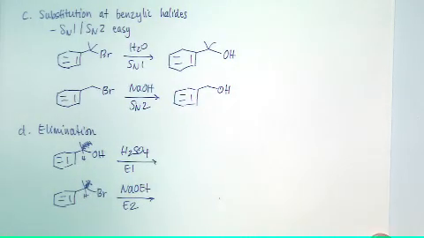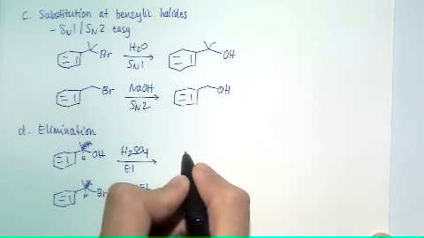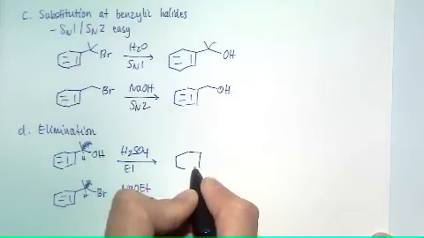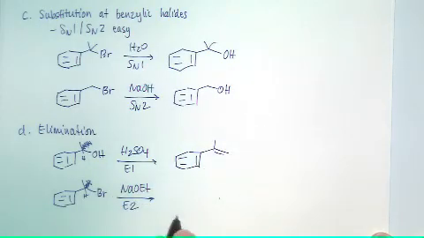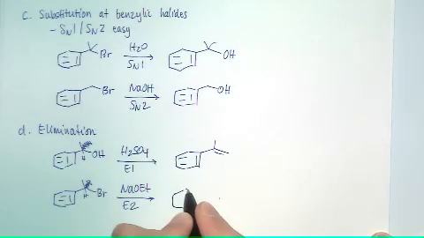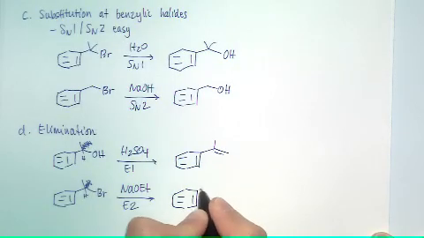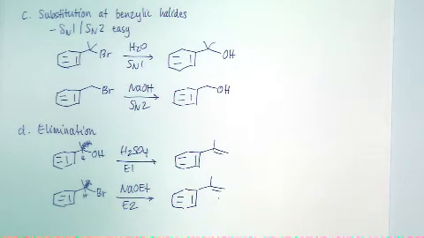When we do this elimination, eliminating either water or HBr, we get that double bond. And fortunately, in both cases, that double bond is conjugated to the aromatic system. And so that gives us another level of stability.